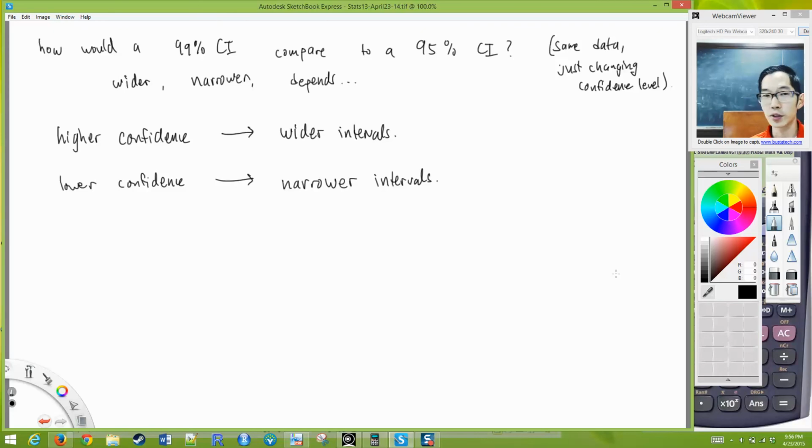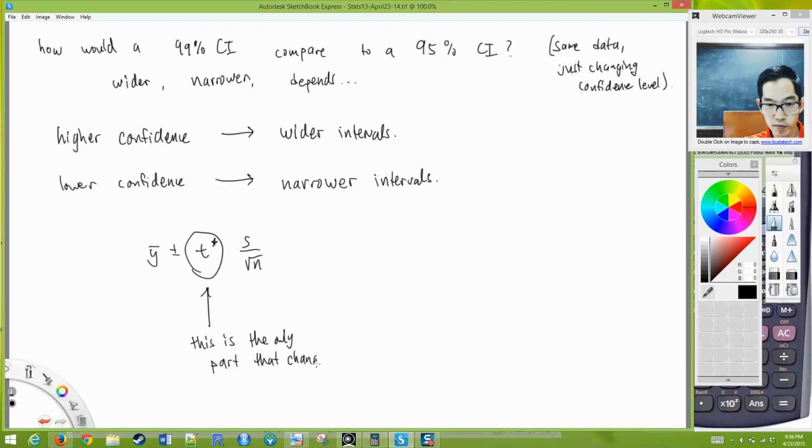So increasing or decreasing confidence, leaving everything else the same, will change the width of the interval. In this formula, y bar plus or minus t star s over the square root of n, the only part that changes when changing confidence is t star.